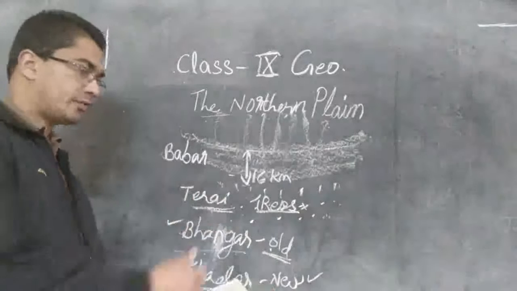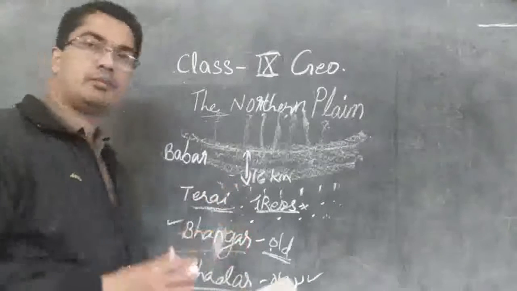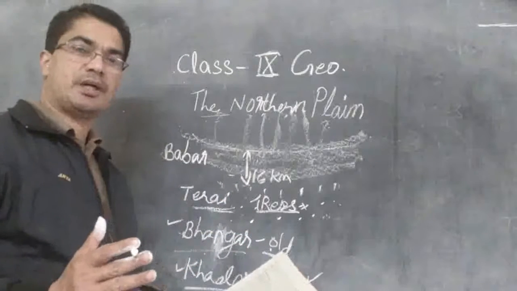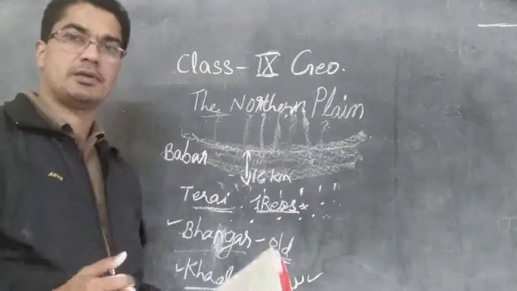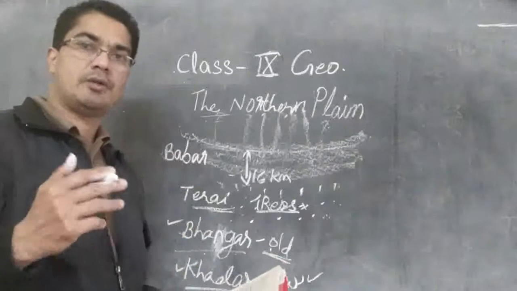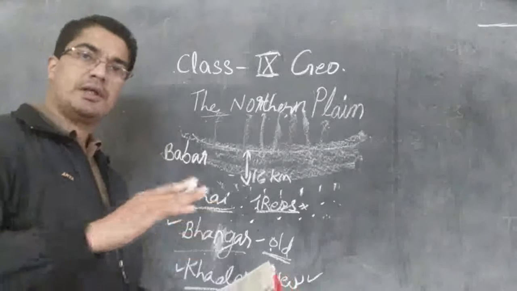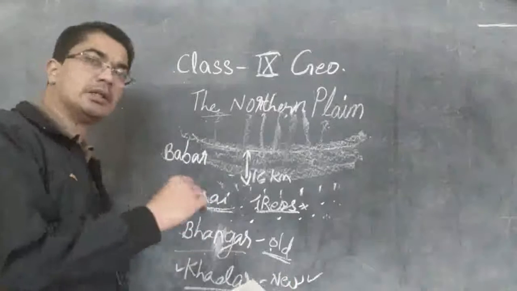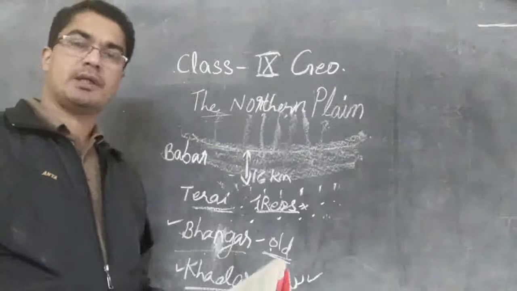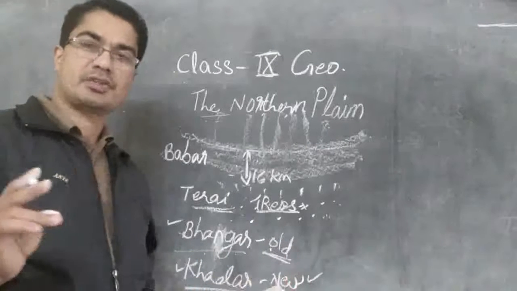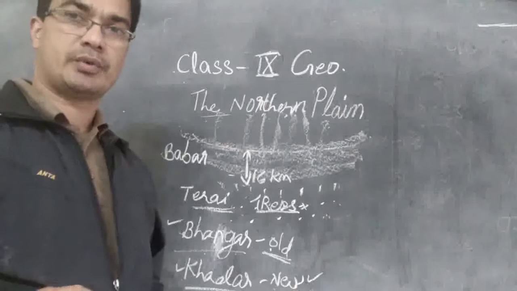And then after that, the plain area is created by the river Ganga, that is in northern India, in Punjab, UP, Bihar, Delhi and so on. This area, the plain, is created by the river Ganga. Then in Assam, the plain area is created by river Brahmaputra.